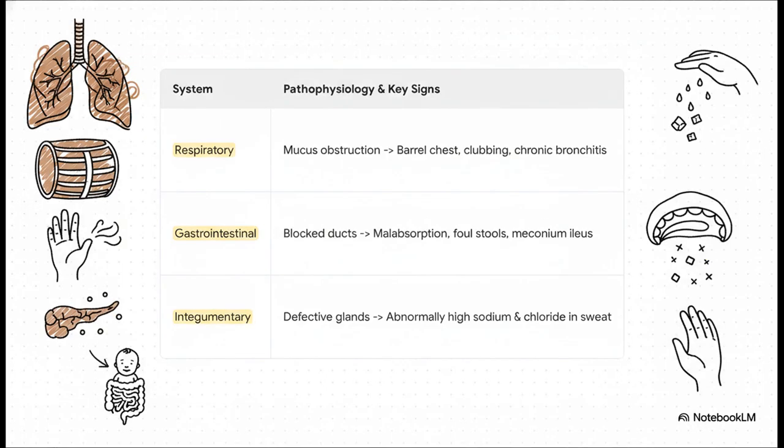And here's where you see all that damage. In the lungs, that thick mucus clogs everything up, leading to constant infections, a barrel-shaped chest from trapped air, and clubbed fingers from chronic low oxygen. In the gut, it blocks the pancreatic ducts, so digestive enzymes can't get out. This means they can't absorb fat, which leads to those fatty, foul-smelling stools. And then, on the skin, the sweat becomes super salty, which is often the very first clue a parent might notice when they kiss their baby.